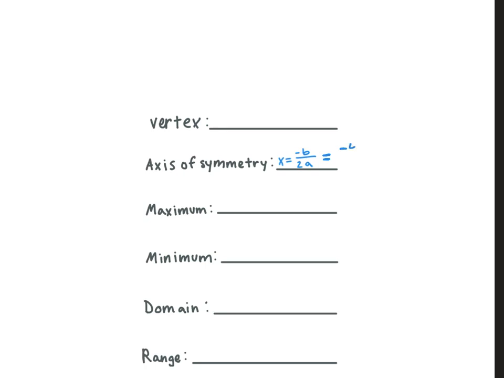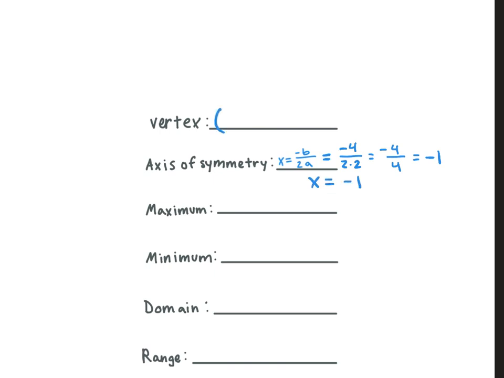So, negative 4 over 2 times 2. So negative 4 on top. What's 2 times 2? How can we simplify this? What's negative 4 over 4? Negative 1. So our axis of symmetry is x is equal to negative 1.